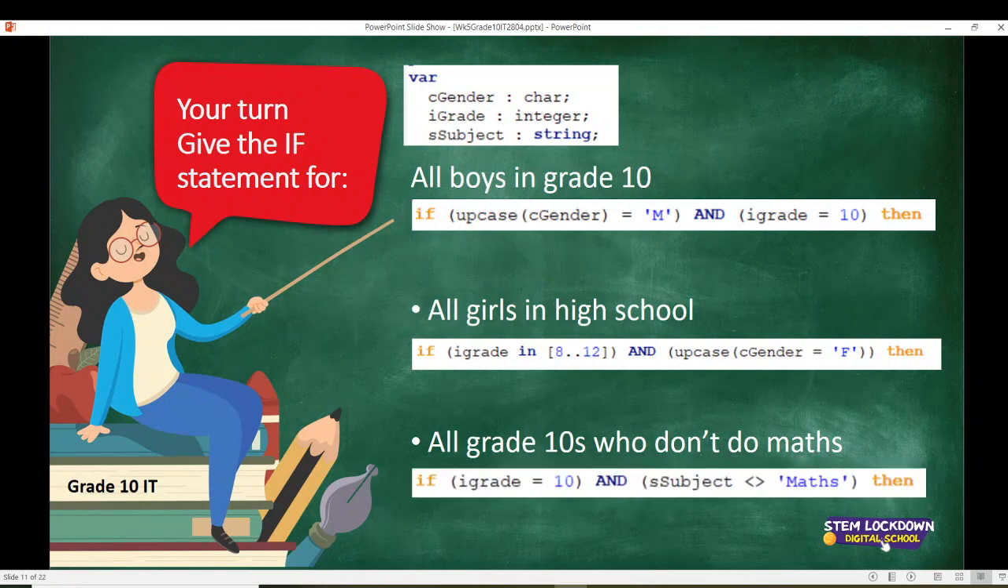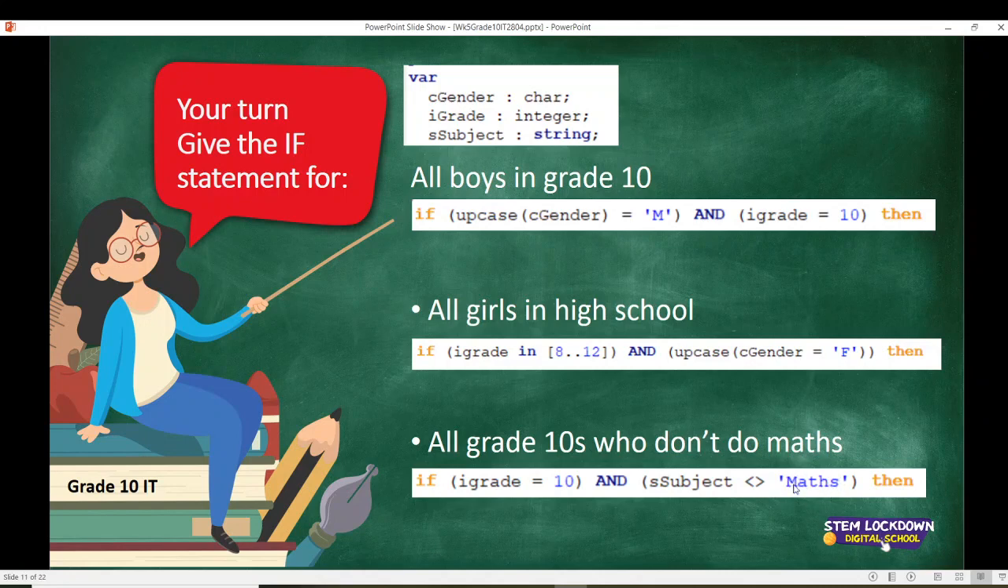And it is if iGrade equals 10 and sSubject is not equal to maths. And I'm hoping that you're looking at this if statement and you're thinking to yourself, hang on a second, there's something missing. What is missing is the uppercase function to be applied to sSubject. So this should have read, and uppercase brackets sSubject not equal to capital MATHS.